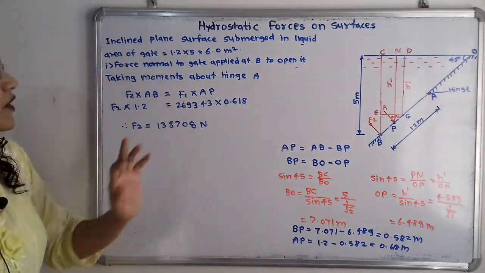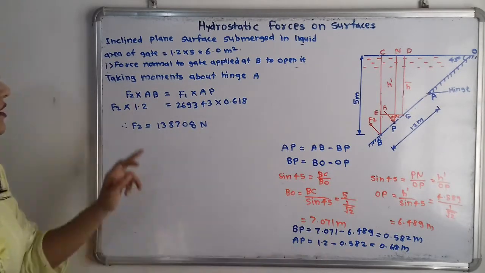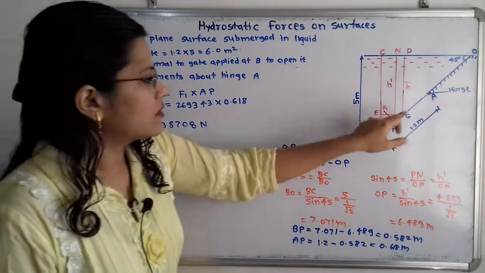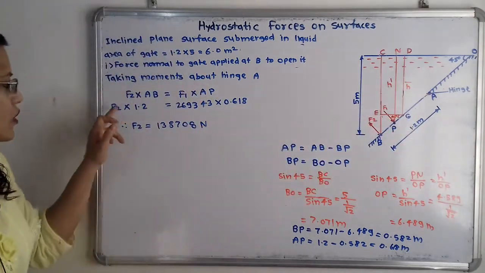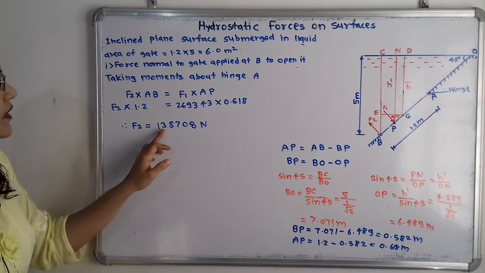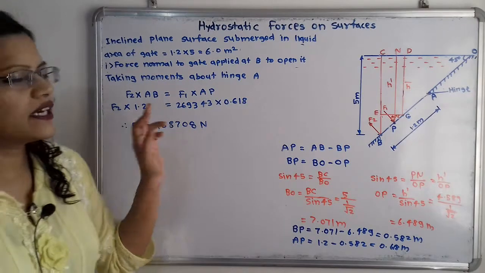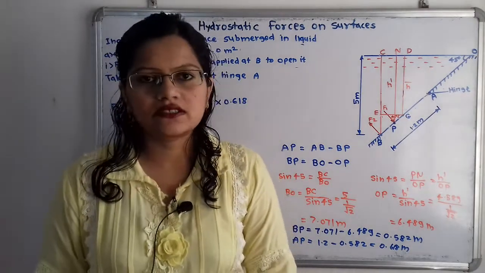F1 we have already calculated, AP we have also calculated. AB is known, so AB is 1.2 meter. So only one unknown term, that is F2, and when we calculate this we will get here the answer 1,38,708 Newton, and this is the answer.